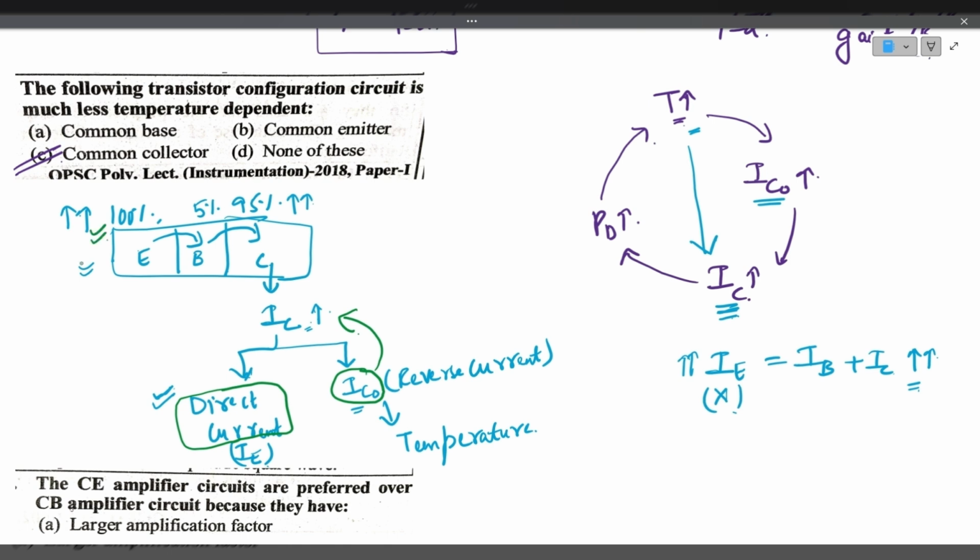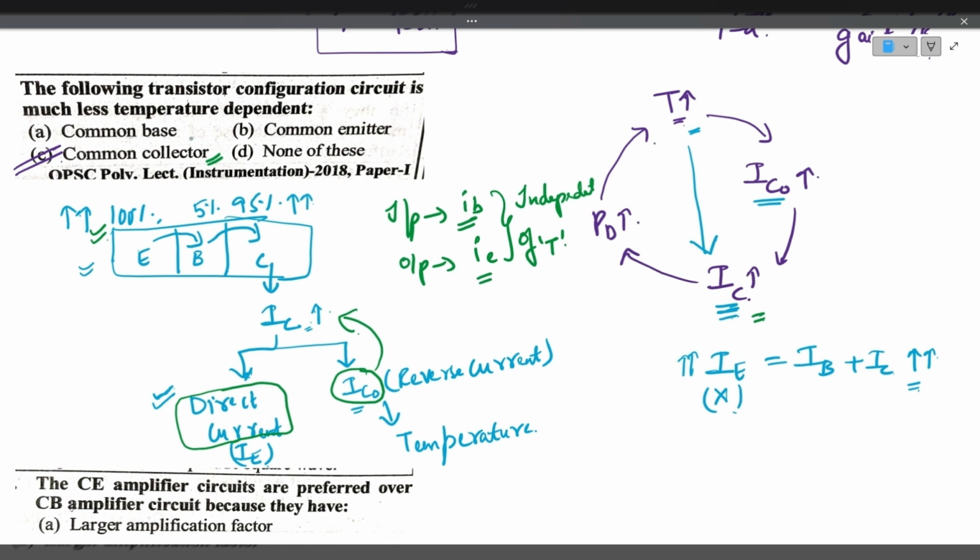That's why in the common collector configuration, the input is the base current, output is the emitter current. Both currents are independent of temperature. Both currents remain same, independent of temperature variations. If collector current is involved, we have to say they are temperature dependent. But here nowhere the input and output depend on collector current. So this particular circuit is less sensitive to temperature.